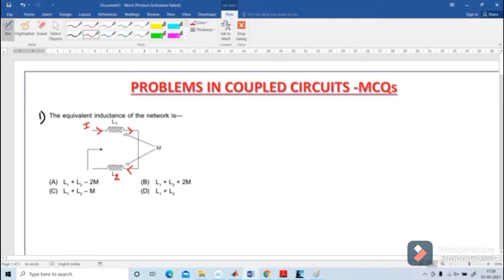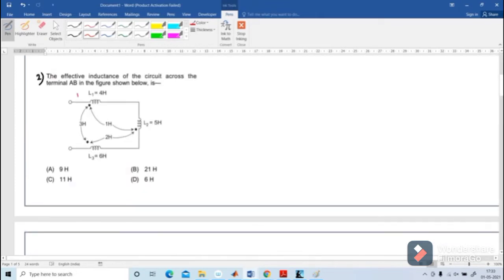Here we are having two windings, L1 and L2. In the first winding, current is leaving the dot. In the second winding, current is entering the dot. Both directions of current are opposing each other, so the mutual inductance is negative. So what is the answer? L1 plus L2 minus 2M is the correct answer. Option A is correct.